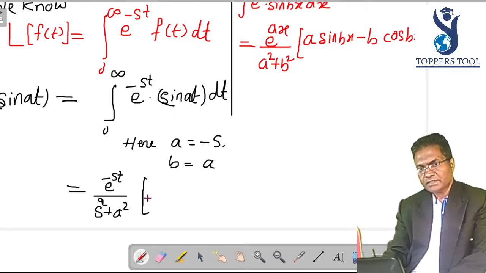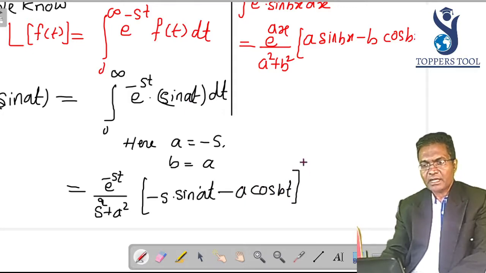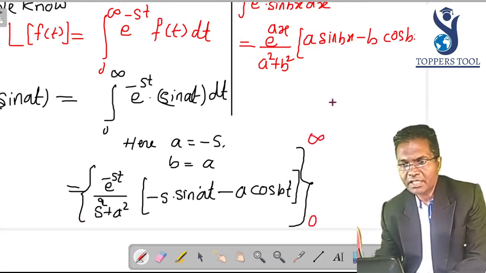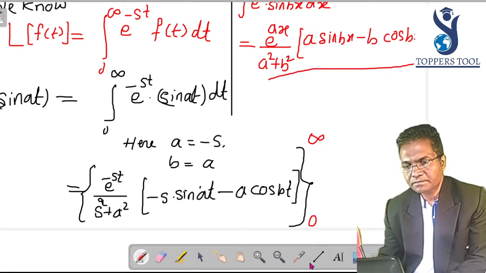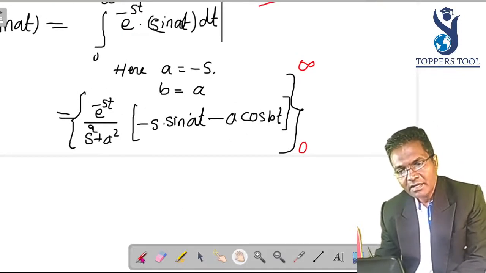A means minus s, sine at, minus b, which means a, into cos at, and the limits you are evaluating the definite integral between are 0 and infinity. So you have to write 0 and infinity. Okay, please remember this formula. Without that, it is impossible to evaluate.